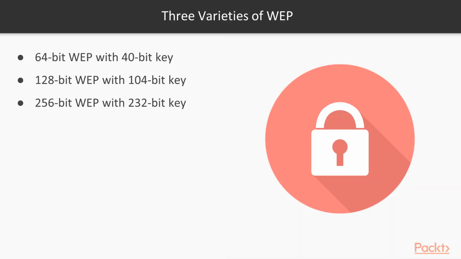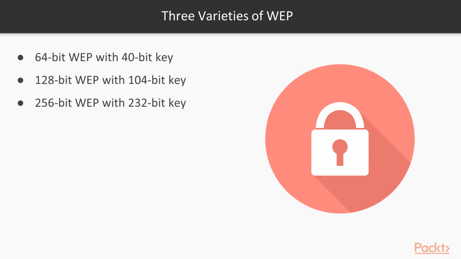Now, over time, WEP has evolved, and there are 3 different versions of WEP out there now. There's 64-bit WEP with a 40-bit key, which is the initial one that we talked about, the 40-bit with the 24-bit initialization vector. Then there's the 128-bit WEP with a 104-bit key, but again, it still uses that initialization vector, and 256-bit WEP with a 232-bit key. But again, it still uses a 24-bit initialization vector.